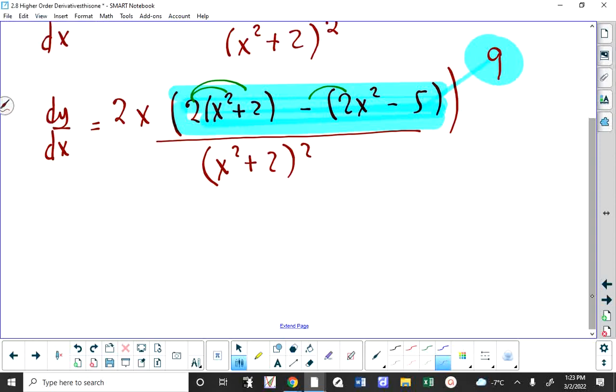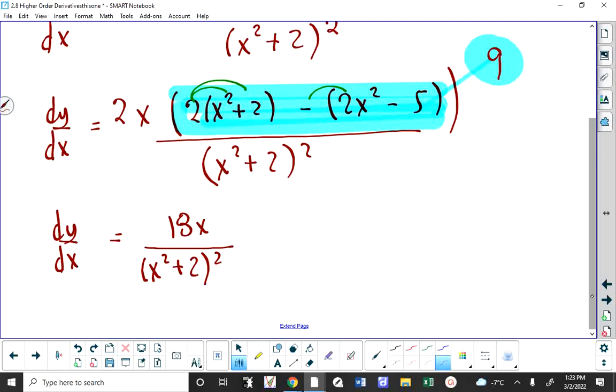So then if I take that 9 times the 2x, what I have for the first derivative is 18x over x squared plus 2 quantity squared, which isn't bad. That's not a bad first derivative. Not that derivatives can be bad, but you know what I mean. It's not like some kind of wild expression.